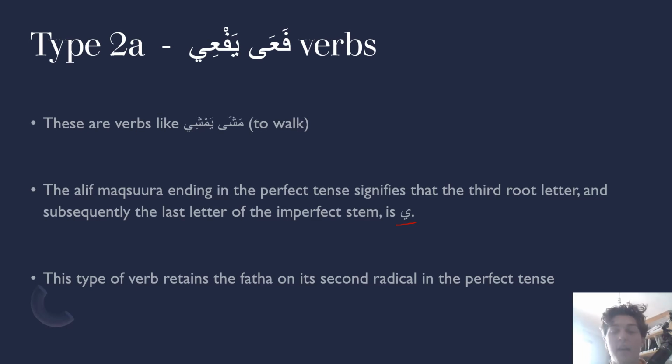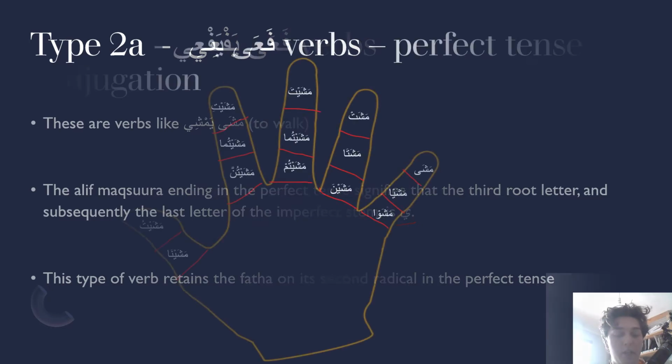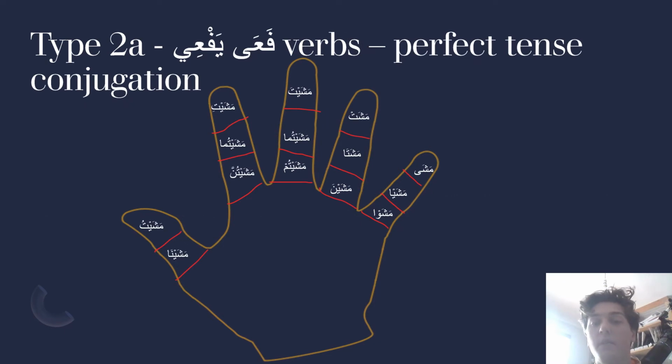So let's look at this type of verb in the perfect tense conjugation. Here we are. So we have masha, mashai, mashaya, mashau, mashat, mashata, mashaina, mashaita, mashaitama, mashaitom, mashaiti, mashaitama, mashaitana, mashaitu, mashaina. Now, most of this is what you'd expect, and it's quite easy to remember.